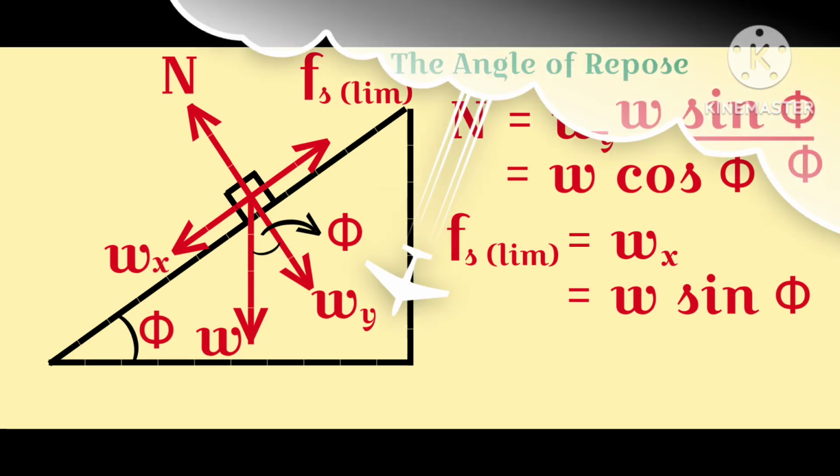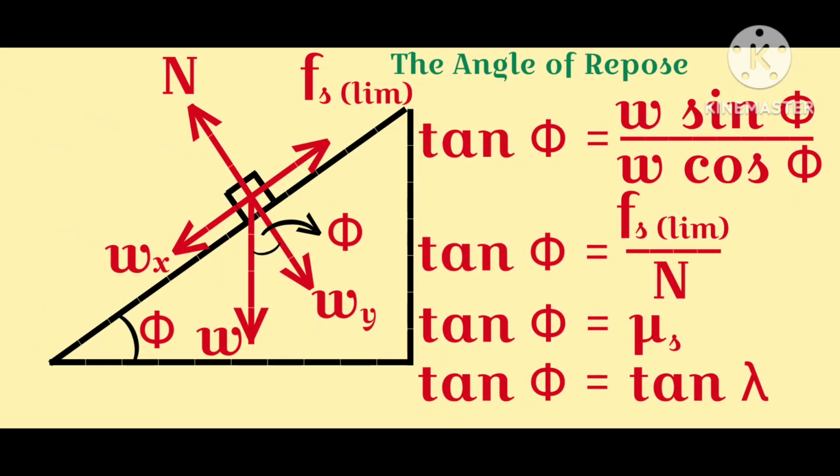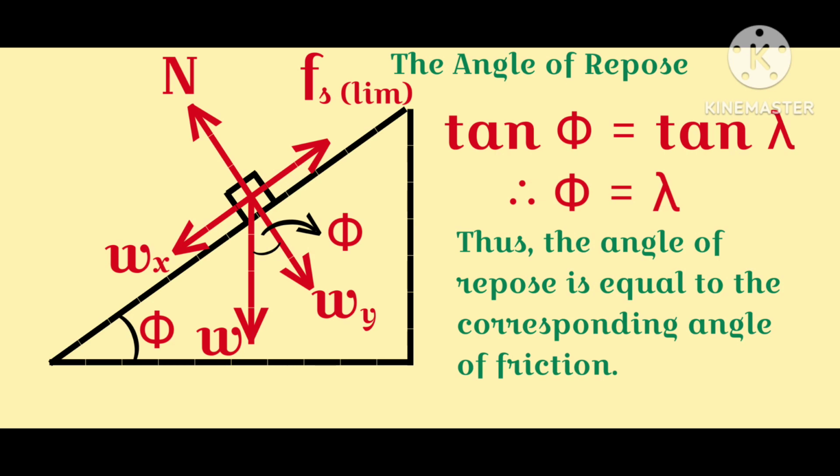Thus, the tangent of the angle of repose is equal to W sin phi divided by W cos phi. Hence, the tangent of the angle of repose is equal to the coefficient of static friction. Hence, it is also proved that the angle of repose is equal to the angle of friction.